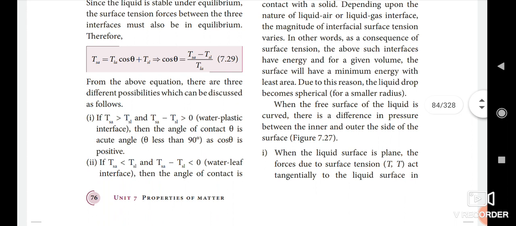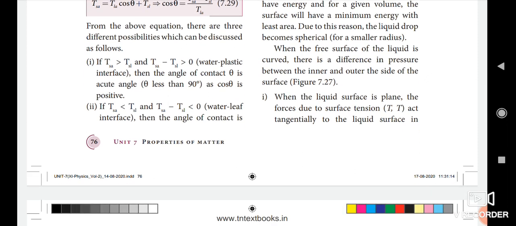Okay, then next, when the free surface of the liquid is curved, there is a difference in pressure between the inner and outer side of the surface. The free surface of the liquid is curved in shape. Why? Because there is a difference in pressure between the liquid side and the outer side of the surface, so it is curved in structure. Okay, then see figure 7.27, excess of pressure across a liquid surface. See that curved structure, the excess pressure is outside, and inside also it has some pressure.